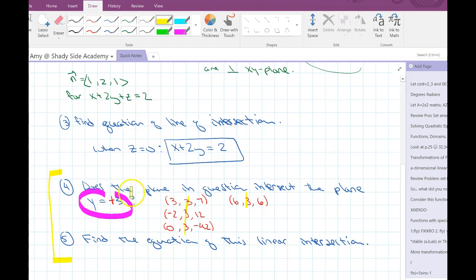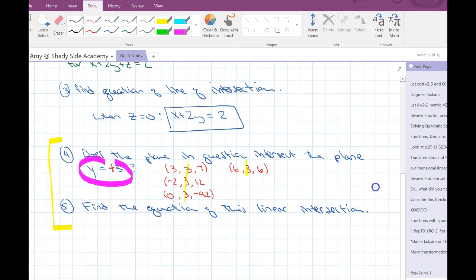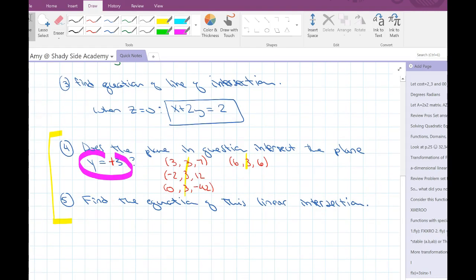So the question number 1 is, does the plane in question intersect the plane y equals 3? And then, similar question here, find the equation of this linear intersection. Go ahead and try those 2 questions, and then replay me for the answers.